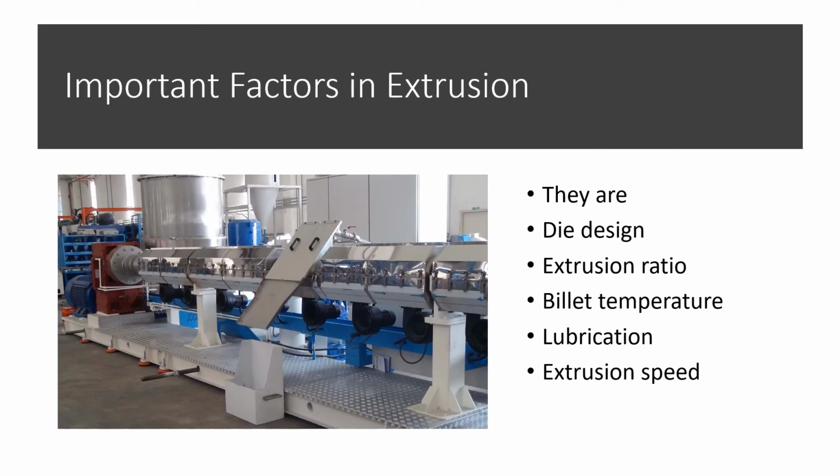So what are the important factors in extrusion? You've got to pay attention to die design. You should know by now, it's still not very difficult. Extrusion ratio, yes, dealing with that. And billet temperature. Temperature is always important in every manufacturing process. Lubrication and extrusion speed. Okay.